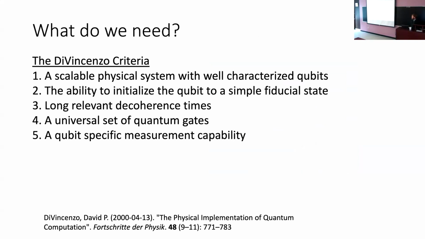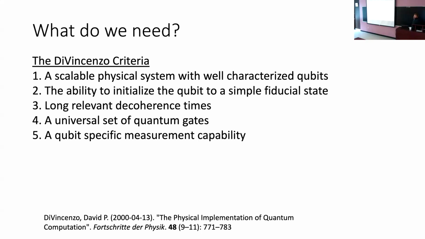And the first one, we can go through it really quickly, is that we need a scalable physical system with well-characterized qubits. So basically, there are two parts to that. We need to have some quantum mechanical two-level system. So we need a bit for the system, and it needs to be scalable. So it's not sufficient to just have one really good bit. You need to have lots of bits to build up the system that becomes your quantum computer.